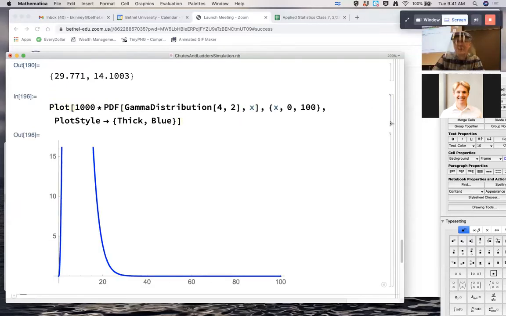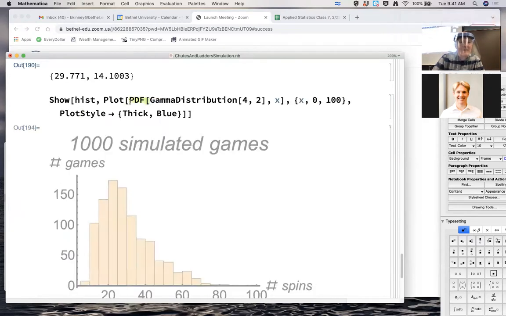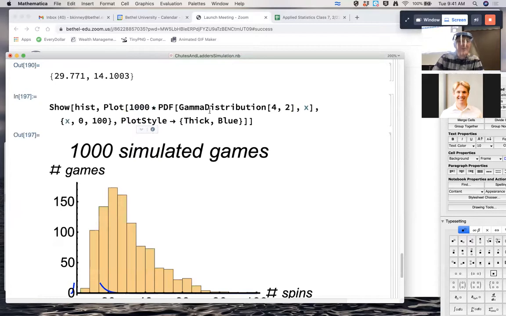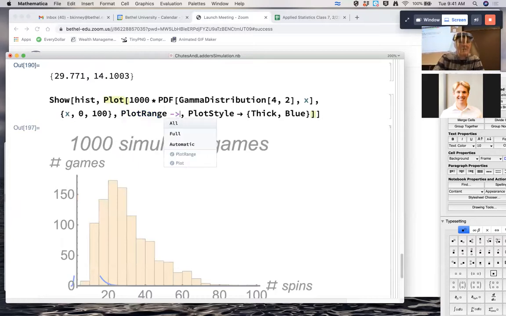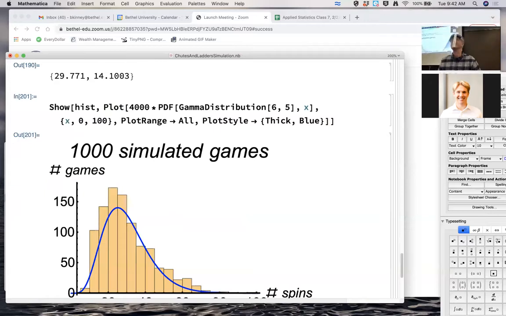There we go. Okay, that's better. Yeah, the 1,000 needs to be outside the PDF. Okay. Interesting. Why is it cutting it off there? Let's try this. PlotRange All. Mathematica is weird sometimes. There we go. That's better. Let's go back to the 6 and the 5. Maybe multiply by 3,000 instead of 1,000. That's looking halfway decent. Looks like alpha equals 6 and beta equals 5 is a halfway decent approximation, two parameter values that are fitting these data reasonably well.